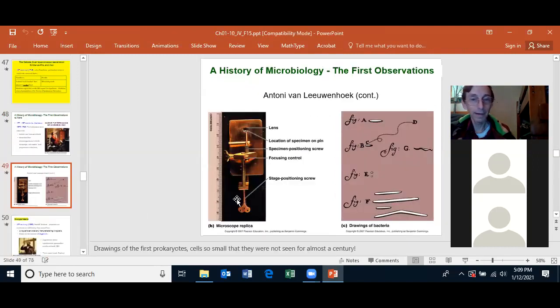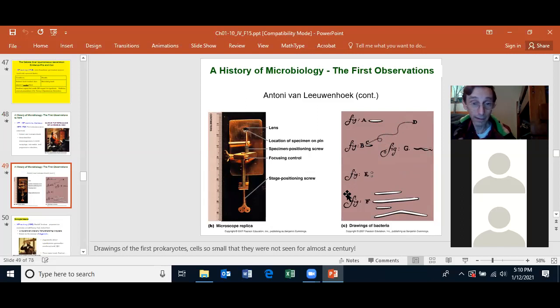Whoops, I thought I moved on. He built his own microscopes and ground his own lenses. And he was the best microscope builder and lens grinder of his day. He was so good at grinding lenses that he saw these cells here, which if you look at those and you know bacteria, you'll say, yeah, those are bacteria. These are rods. That's a bent rod. Those are cocci, and that's a spirillum. And then he's showing how the cell moved, swimming in a liquid.